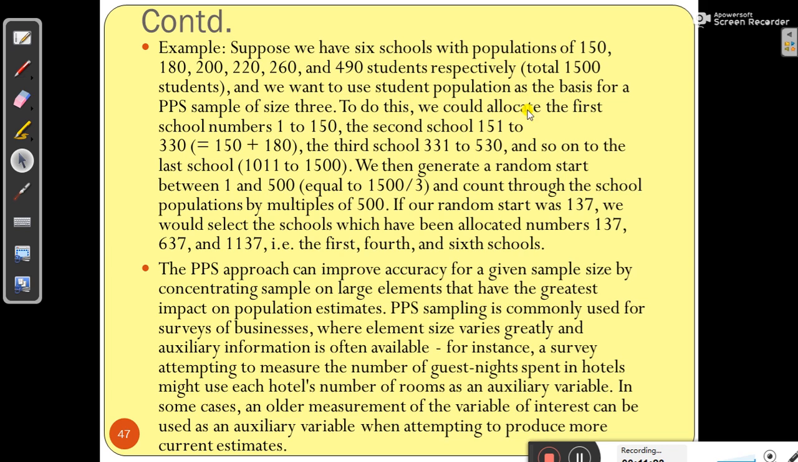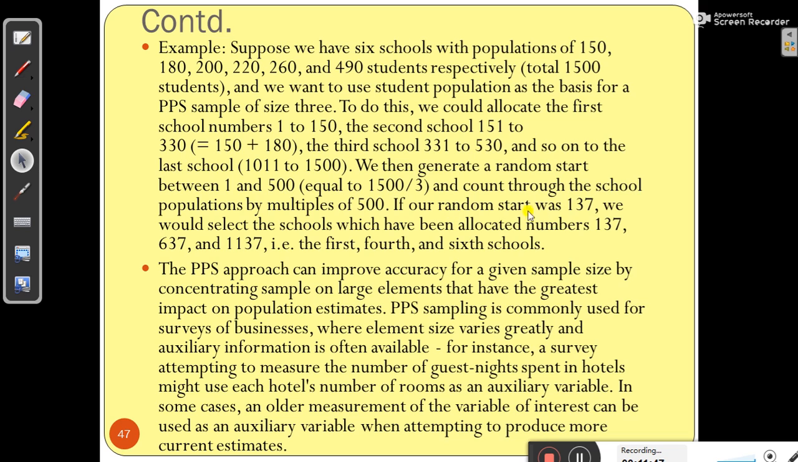To do this, we could allocate the first school numbers 1 to 150 and the second school 151 to 330, the third school 331 to 530, and so on. The last school will be 1011 to 1500. We then generate a random start between 1 and 500, equal to 1500 divided by 3, and count through the schools' population by multiples of 500.